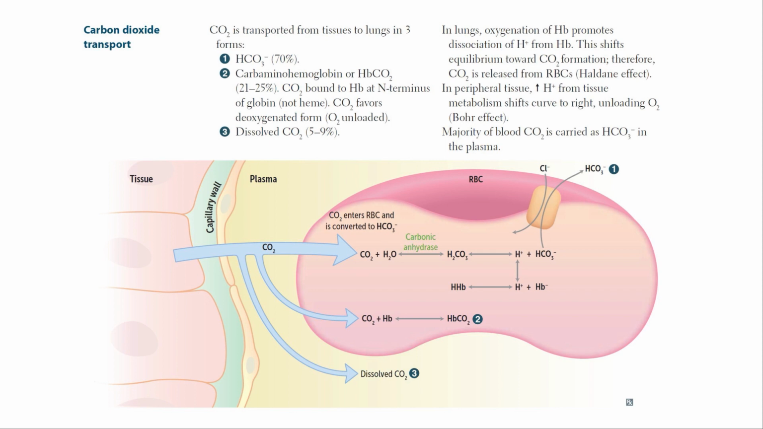So in the lungs, the Haldane effect promotes the unloading of CO2 because of the high levels of oxygen. And in the tissues, the Bohr effect favors the unloading of oxygen because of the high levels of hydrogen ions. So if you can just remember Haldane and Bohr, Haldane in the lung and Bohr in the tissues, that's enough.